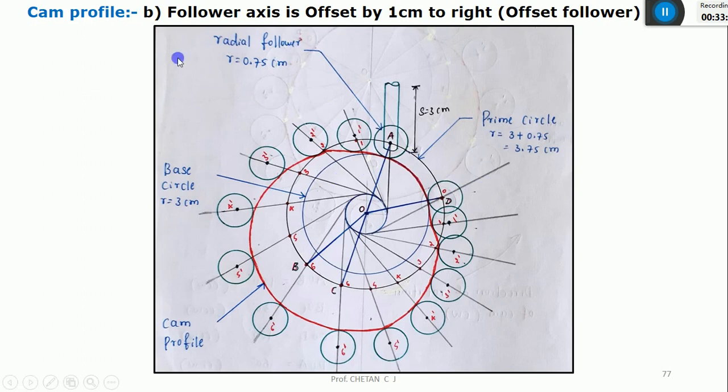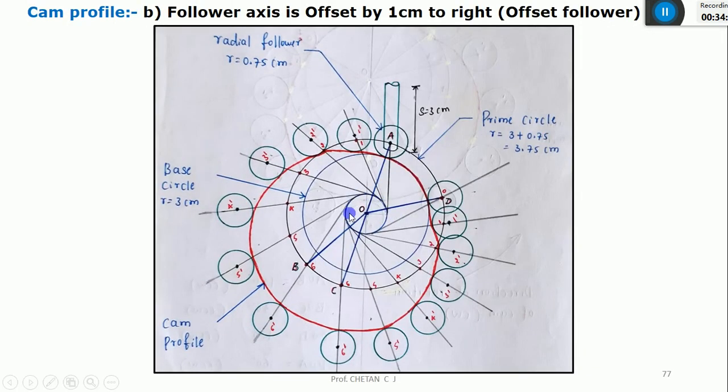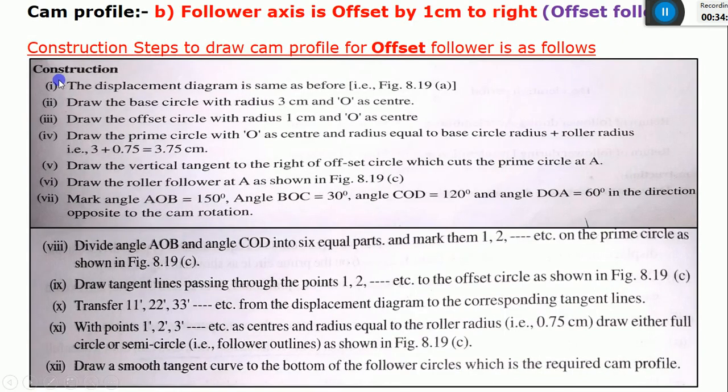Again, the steps remain the same. Only you need to shift this follower towards your right, in such a way that the axis of the follower and the axis of the center of this cam are separated by 1 centimeter towards right. Only that is the difference, and you have to draw the tangent lines to this offset circle instead of drawing the radial lines. Instead of drawing these radial lines towards the center, you need to construct one more extra circle, that is the offset circle, and you need to draw the tangent. That is the only difference. And I'll explain this cam profile. Okay, and these are the steps you can read after the class.